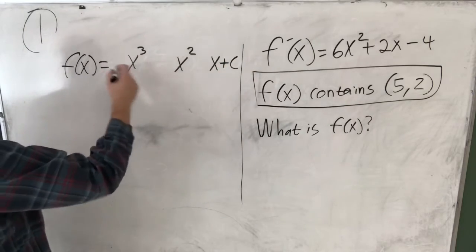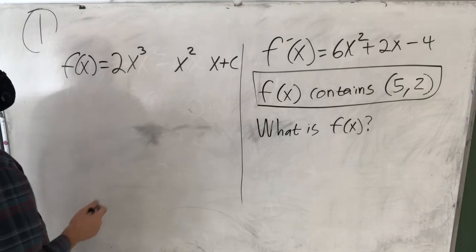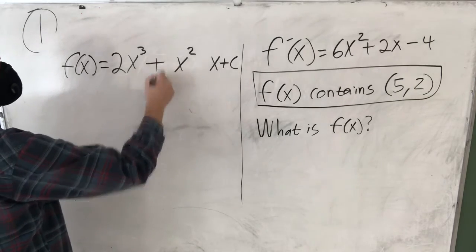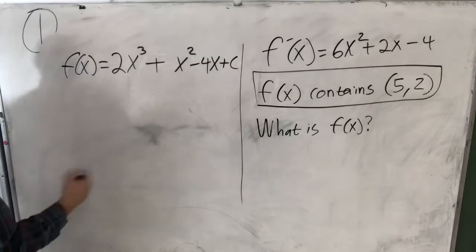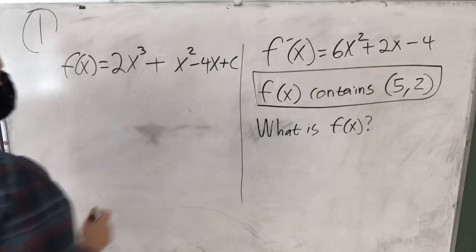3 times what is 6? 2. 2 times what is 2? 1. 1 times what is negative 4? Negative 4. Cool. Now what do? We just take that point and plug it in.